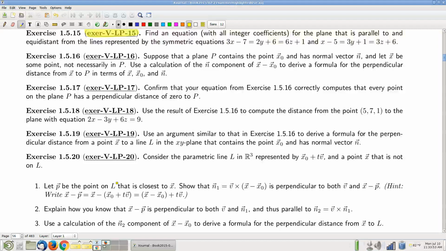Okay, right, so LP15. We want to find an equation for the plane that's parallel to and equidistant from lines represented by these symmetric equations.